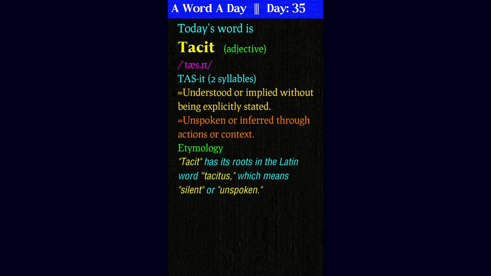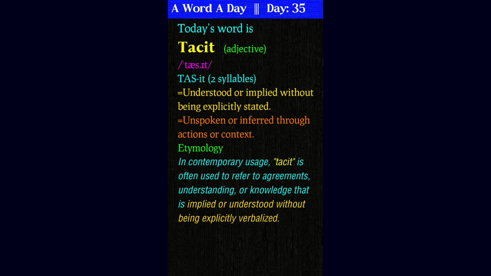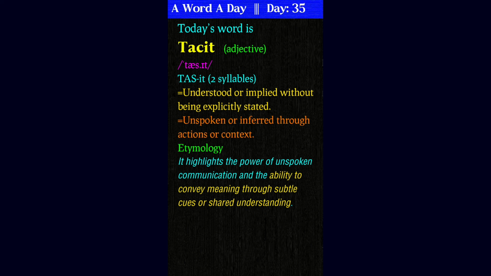Etymology. Tacit has its roots in the Latin word tacitus, which means silent or unspoken. It entered the English language in the early 17th century, retaining its original sense of describing something understood or communicated without direct expression. In contemporary usage, tacit is often used to refer to agreements, understanding, or knowledge that is implied or understood without being explicitly verbalized. It highlights the power of unspoken communication and the ability to convey meaning through subtle cues or shared understanding.